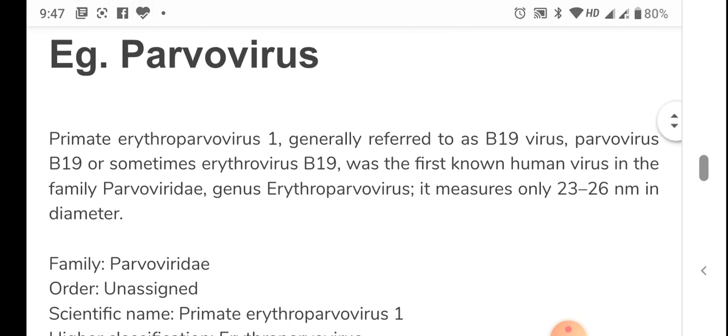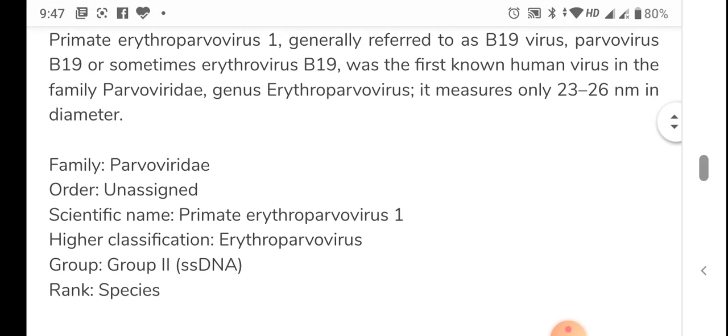This is primate erythroparvovirus 1. It is generally called parvovirus B19 or B19 virus, and the complete actual name is primate erythroparvovirus 1, and sometimes it is also referred to as erythrovirus B19. It was the first known human virus in the family Parvoviridae. It was the first virus discovered in the family Parvoviridae, its genus is Erythroparvovirus, and it measures around 23 to 26 nanometers in diameter.